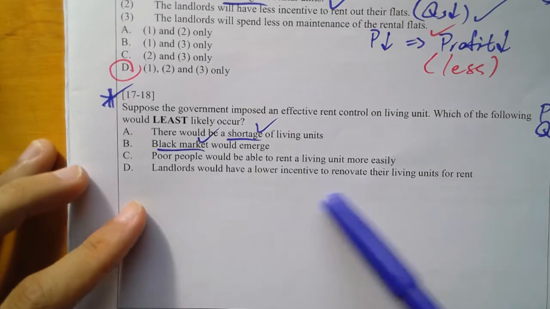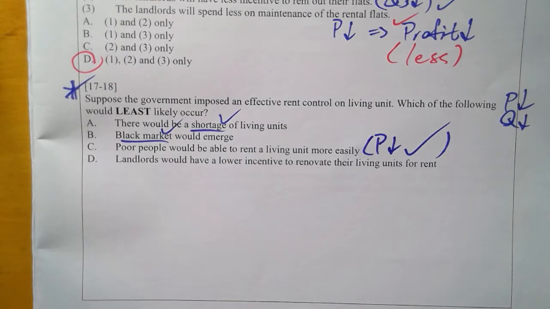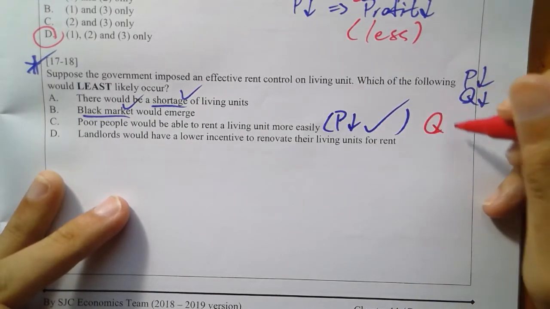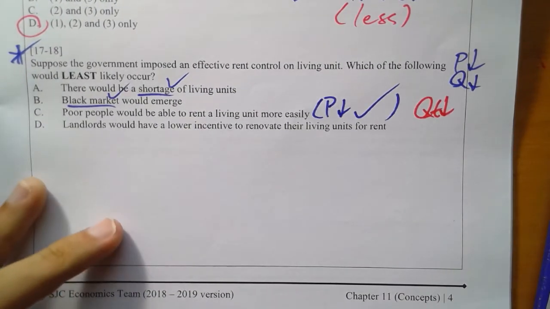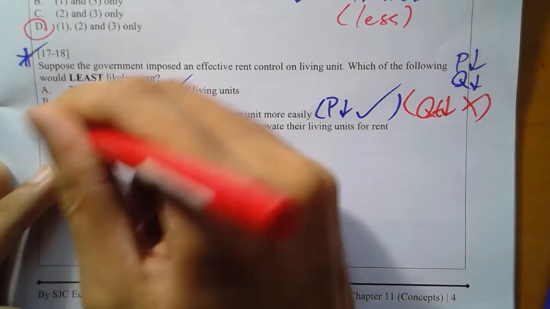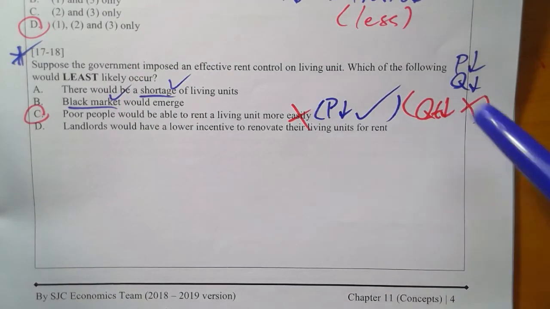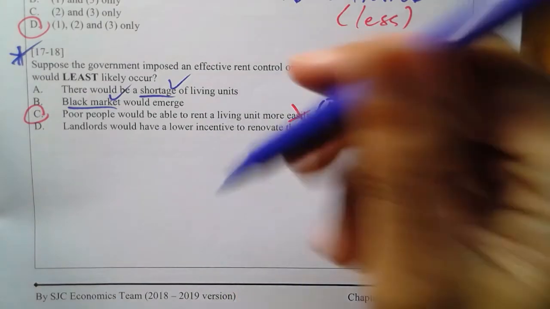Okay, so black market also would appear. Now, poor people would be able to rent more easily. Now think about it. Definitely price decreases. That is true. Now what about the second thing? What does more easily mean? Besides being able to afford it, you also need to be able to buy it. But unfortunately, QT also drops. How many flats do you actually have to choose from? Unfortunately, not necessarily more easily. Now even if you have money, no one is willing to sell to you. That's the problem. Lower incentive, of course, as you know already.